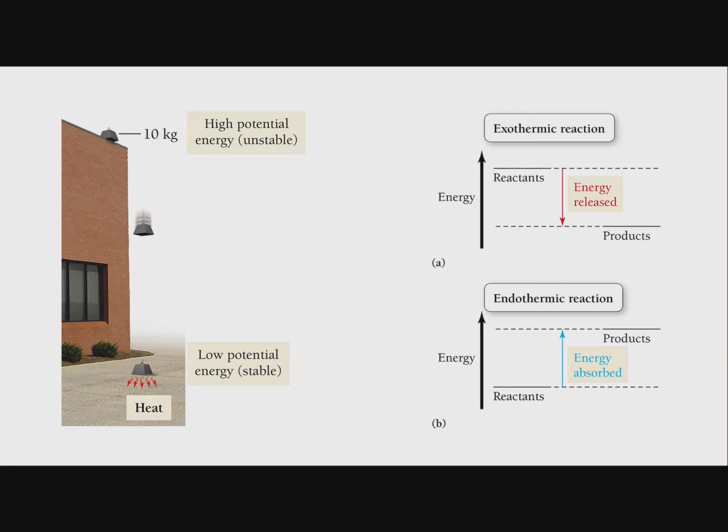And that's kind of what happens. And so here we see the same thing. If we have a high potential energy, we can think of it as unstable, and that by lowering its potential energy, it's become more stable. And so we can draw some energy diagrams to kind of represent this.